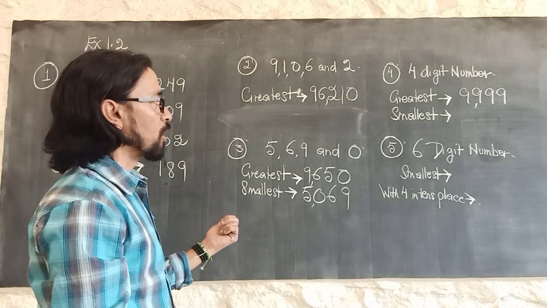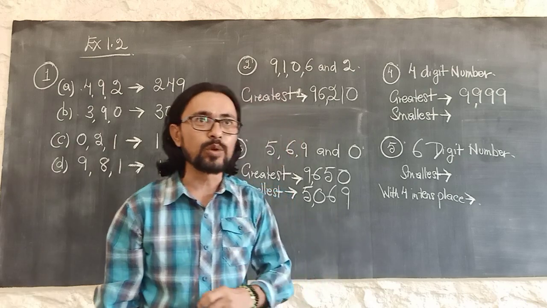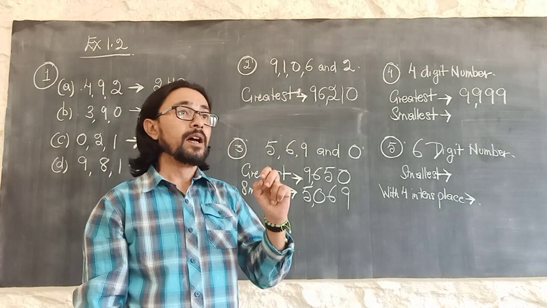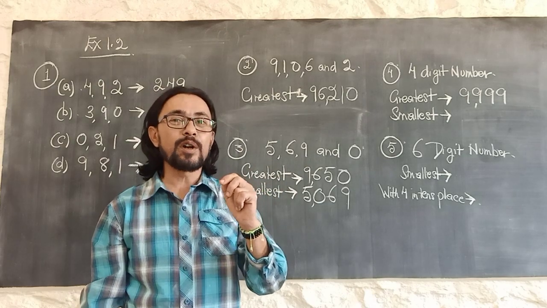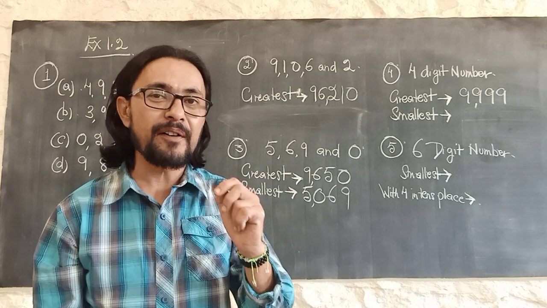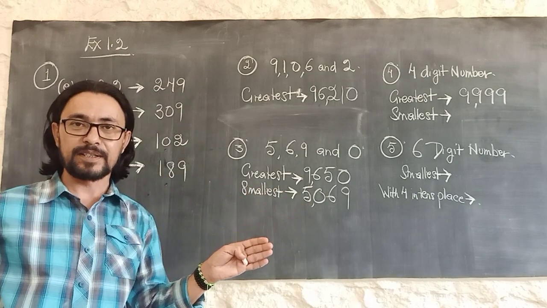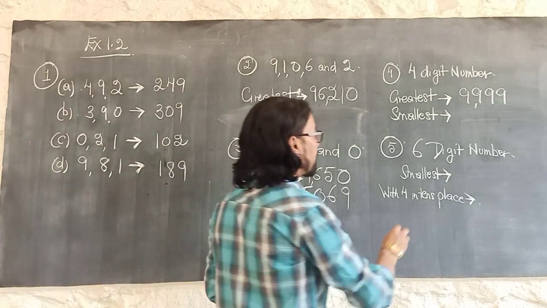Now coming to the smallest. The smallest, as I know, the number cannot start with 0. So, the next number immediately after 0, in the digits that we know from 0 to 9, is number 1. So, that will come first.